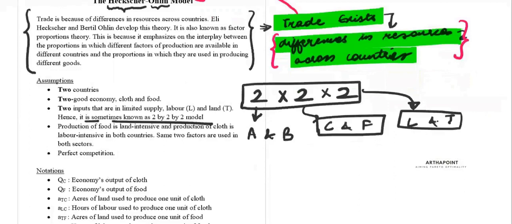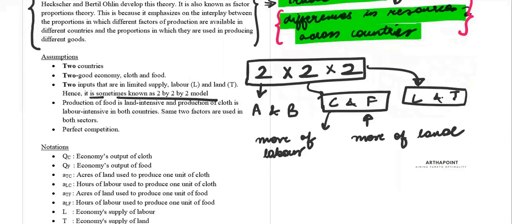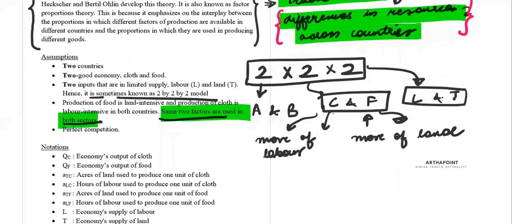Now we are assuming further that food needs more land and cloth needs more labor. So cloth is labor intensive and food is land intensive. The same factors are used in both sectors. So food and cloth both use land and labor, but cloth uses more labor and food uses more land. That is what we are assuming. At the end, we are also assuming that there is perfect competition.